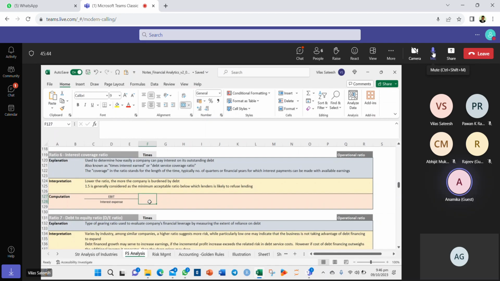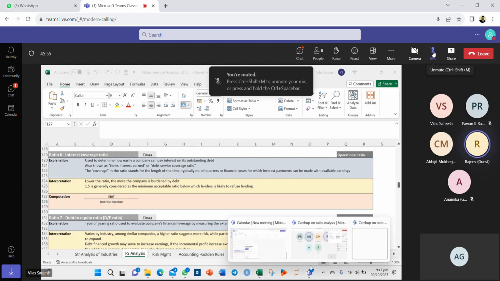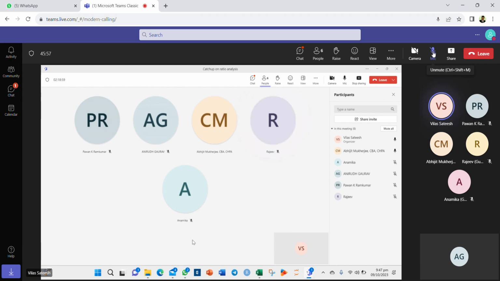Yes, for me it is. Saurabh? Yeah. So who else do we have? Abhijit, Rajiv, is it clear? Yes, yes. The format is clear. Yeah. Pawan, please feel free to add something if I'm making any mistakes. Okay.